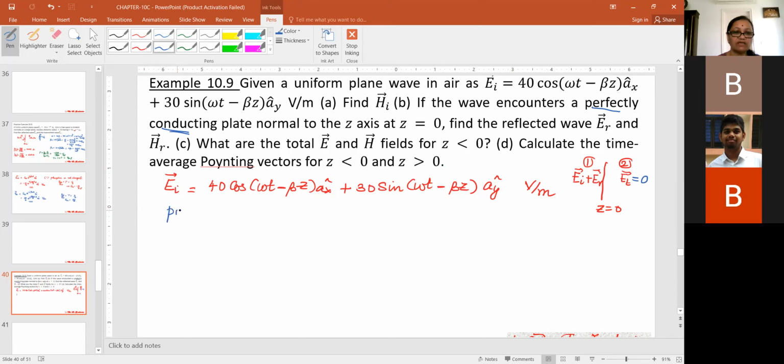Since it is a pure conductor, medium 2 is a pure conductor, that implies the reflection coefficient will be equal to? Anyone? -1. Yes, -1. Transmission coefficient will be equal to 0. These are the 2 important things for this particular problem. That is the reason why he is asking for z less than 0: find out the total field for z less than 0.